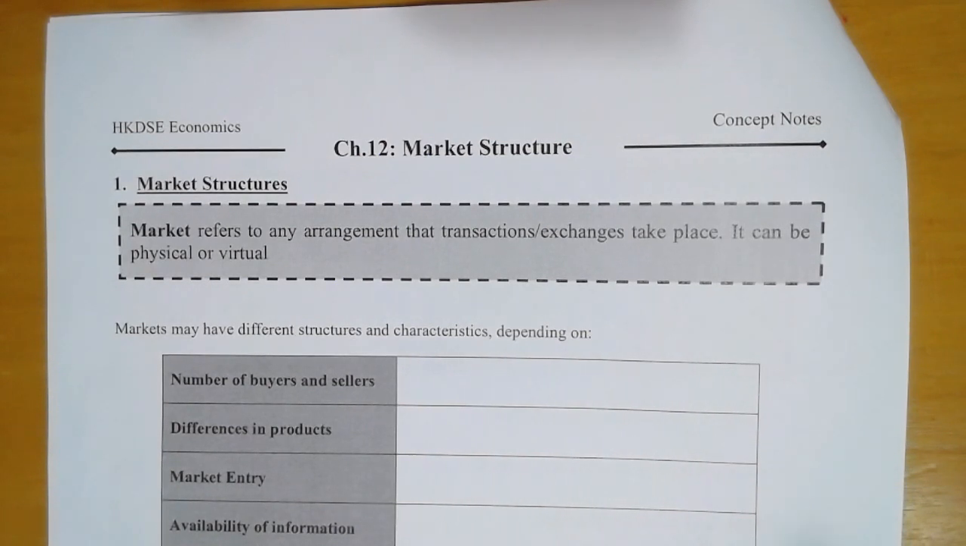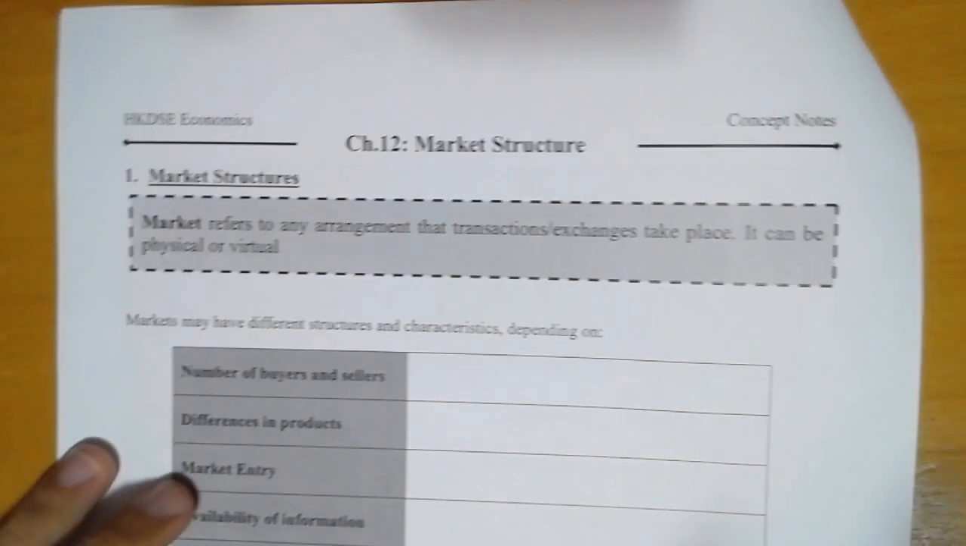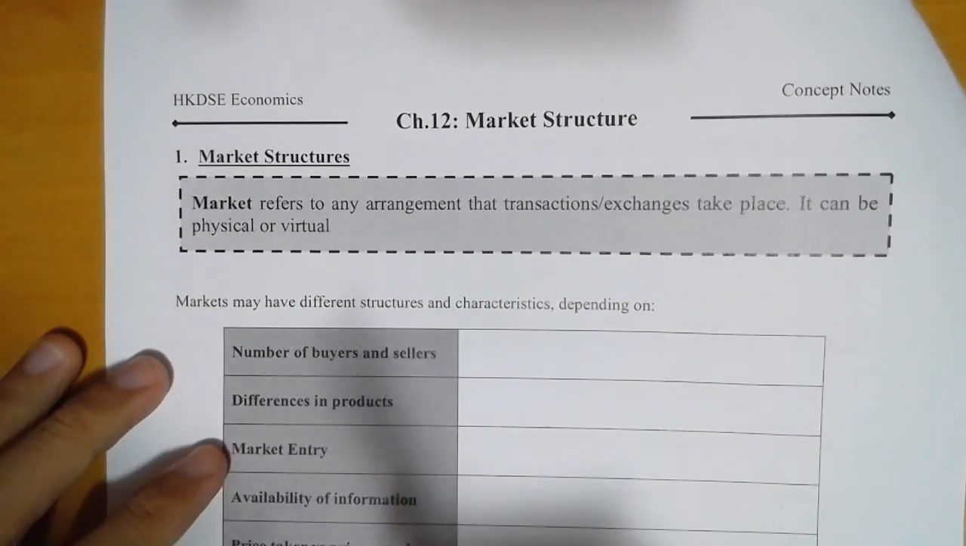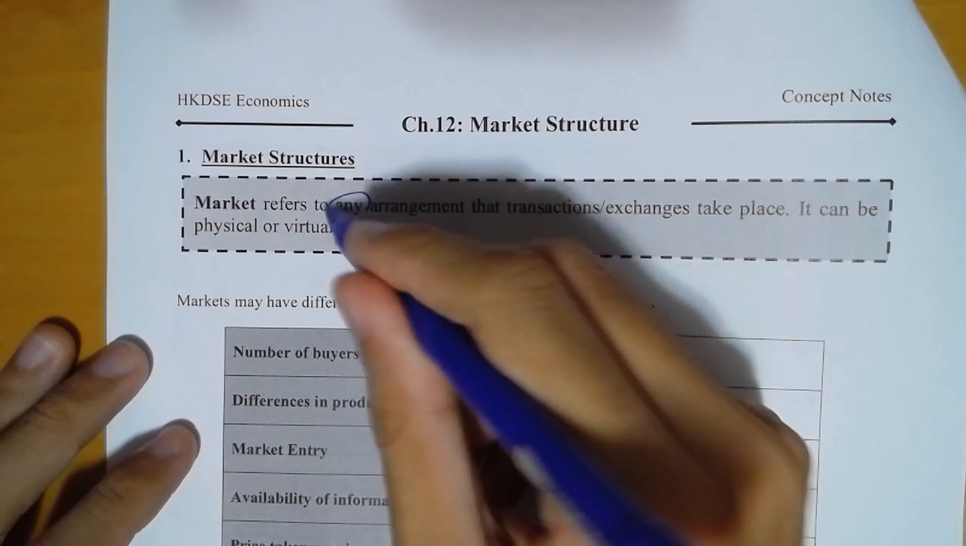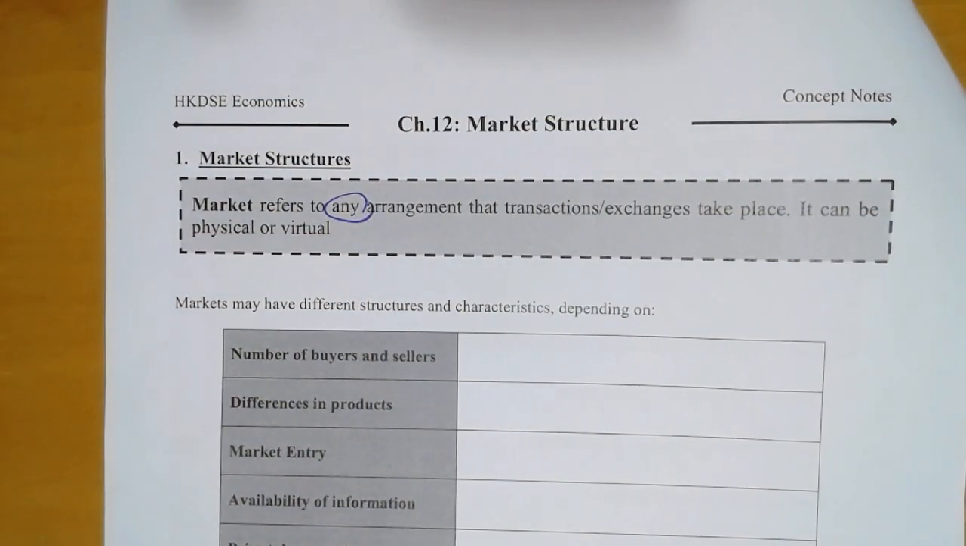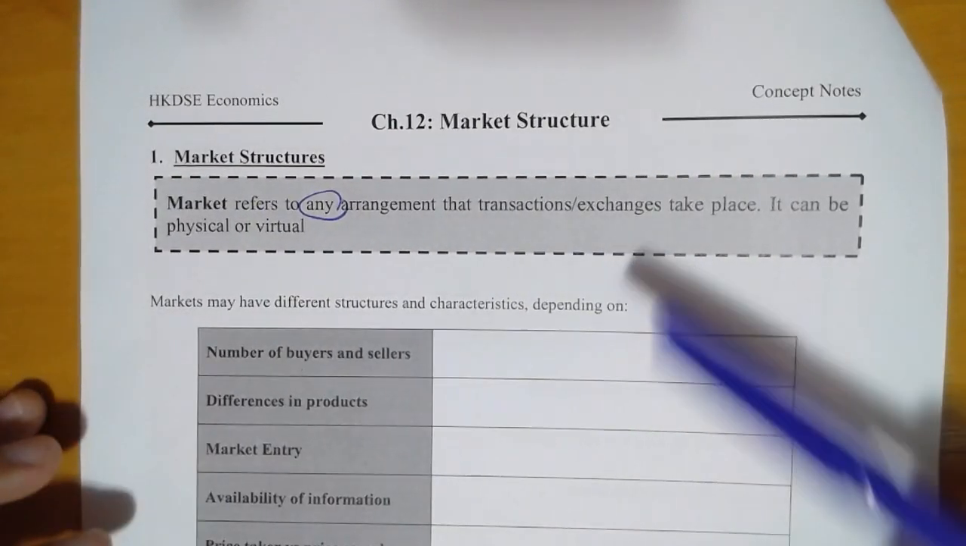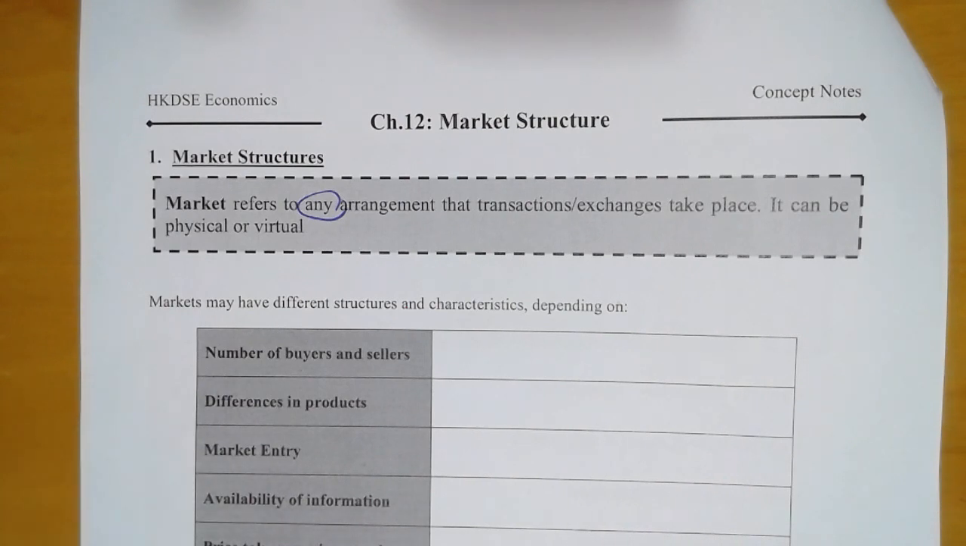Alright, now first of all, when we talk about market structure, we need to understand what market is. Okay, now in economics, market refers to any arrangement. Okay, any arrangement that transactions or exchange take place. Okay, now it can be physical or virtual.